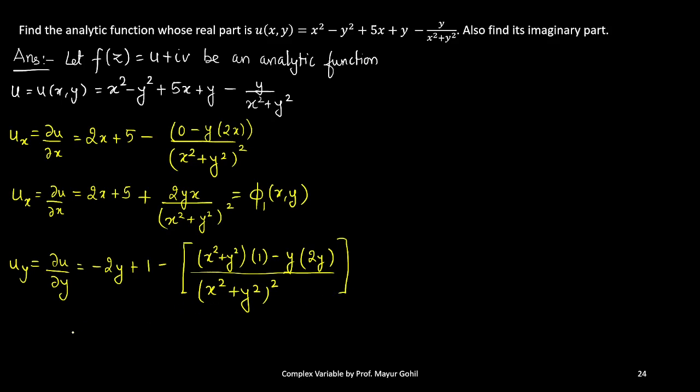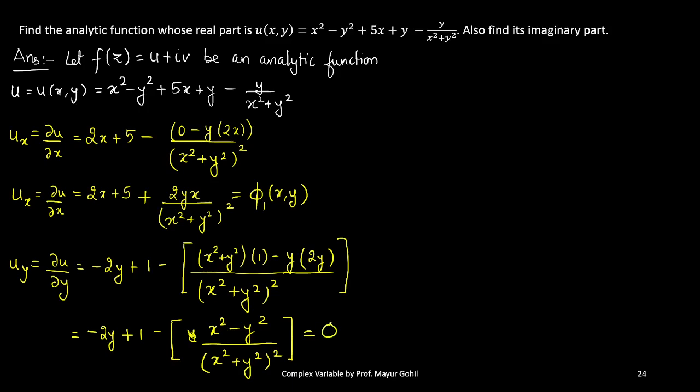So let's simplify here. It is minus of 2y, and plus 1 minus y, it would be minus of x square, and then there is minus 2y square, so here it is plus y square and minus 2y square, it will be minus of y square over x square plus y square the whole square. That is the answer. And so this is going to be phi 2(x, y).